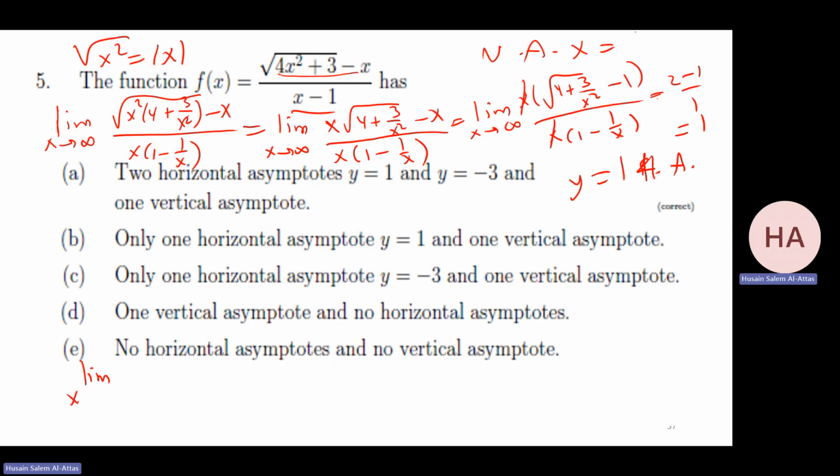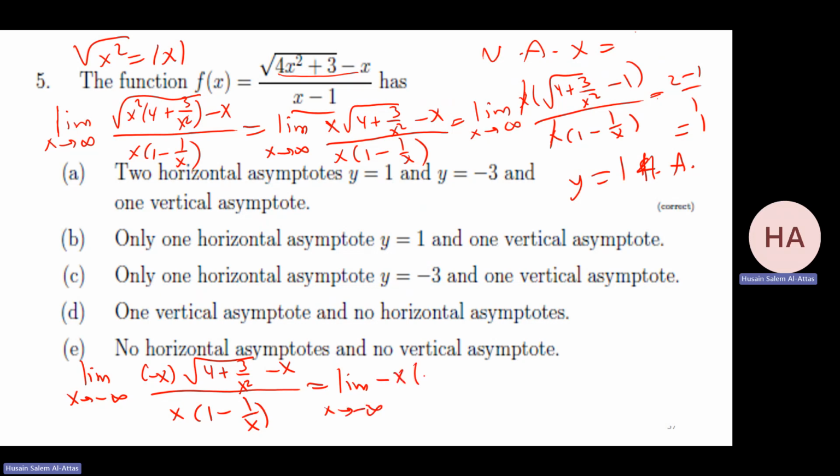Check limit x goes to minus infinity for the same function, except here I have absolute value of x, so that will be minus x square root 4 plus 3 over x squared minus x over x, 1 minus 1 over x. So that will be limit x goes to minus infinity. Take minus x common factor. It will be 4 plus 3 over x squared plus 1 over x, over 1 minus 1 over x. Cancelled. You have minus 2 plus 1 over 1, which is minus 3. So this is the answer.